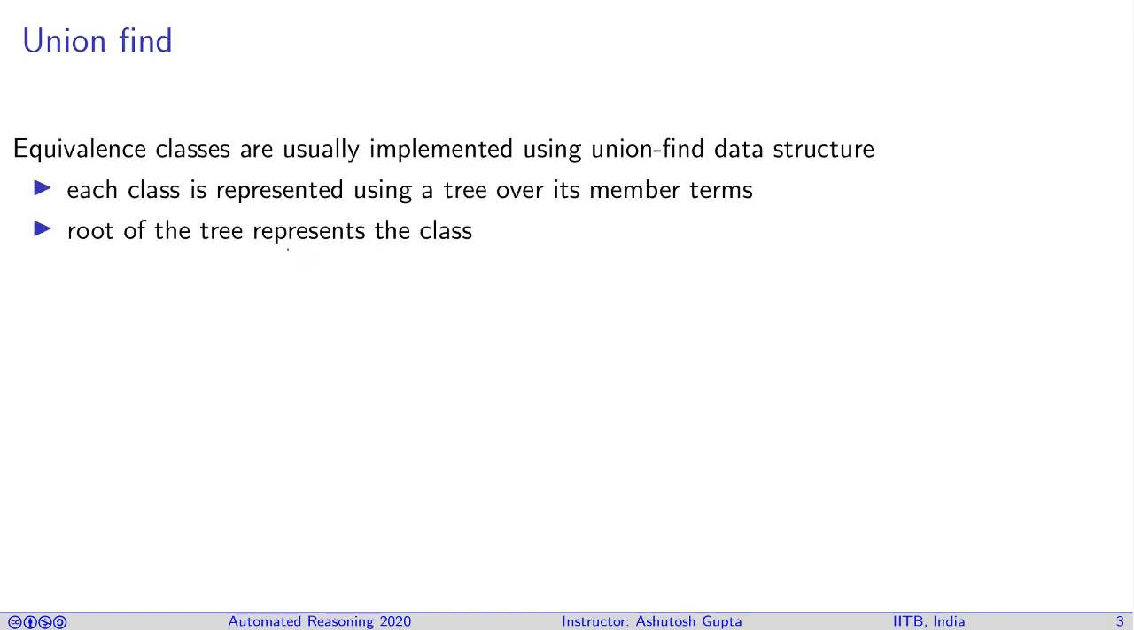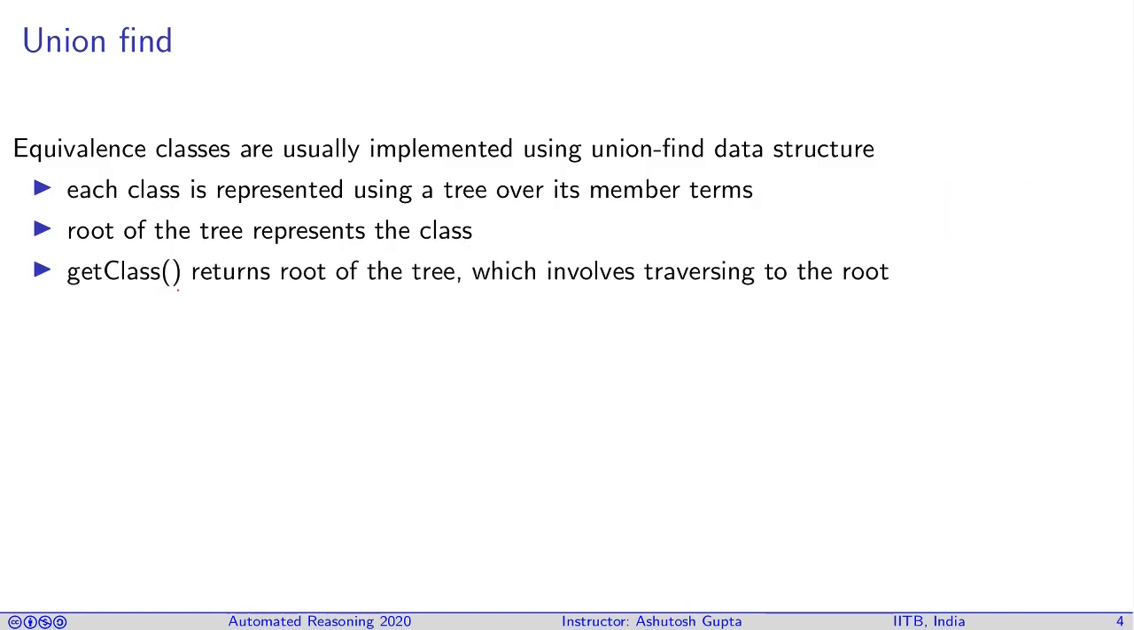Equivalence classes are usually implemented using the union find data structure. Each class is represented by a tree over the member terms. So you have terms, and you make a tree which connects them, and this is your equivalence class. The root of the tree represents the class. There will be a term sitting at the root, and we will call it the representative of the class.